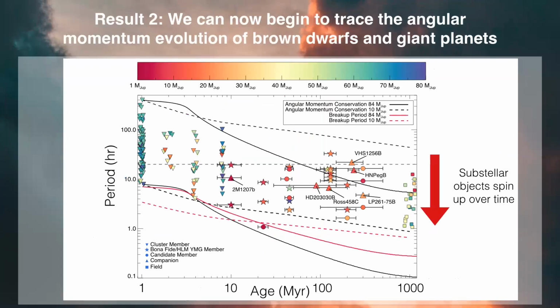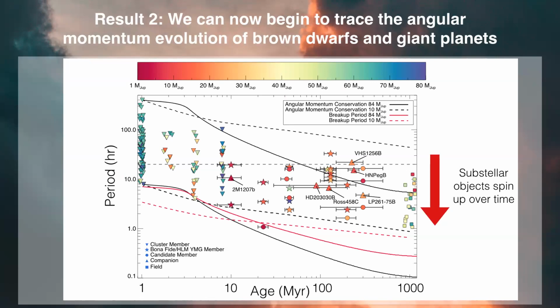The second result I'm going to very briefly highlight is that we can begin to trace the angular momentum evolution of brown dwarfs, of isolated giant planet analogs, and of giant planet companions as a function of time. So we can literally see all of these populations spin up with time as they contract.